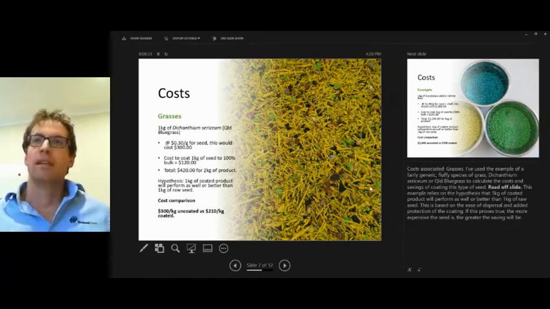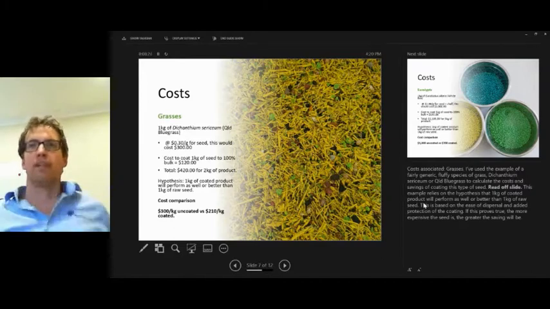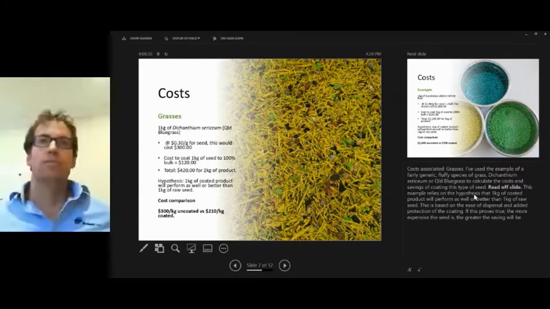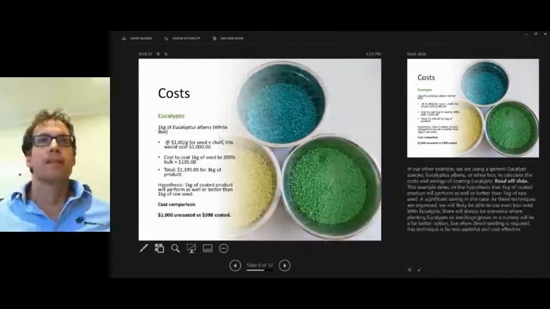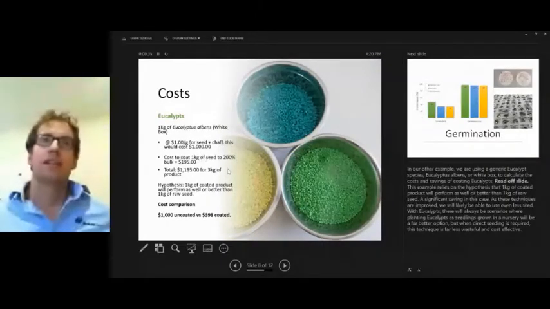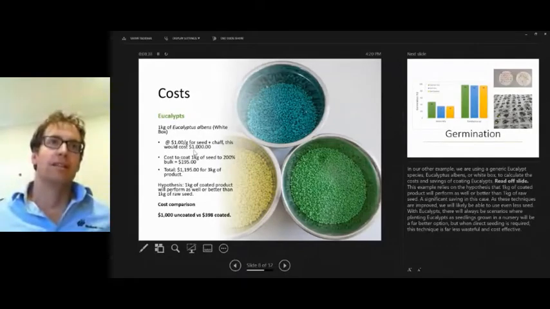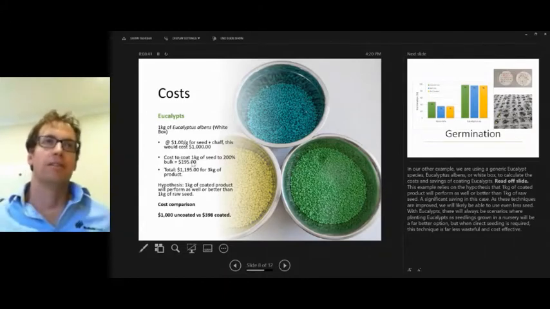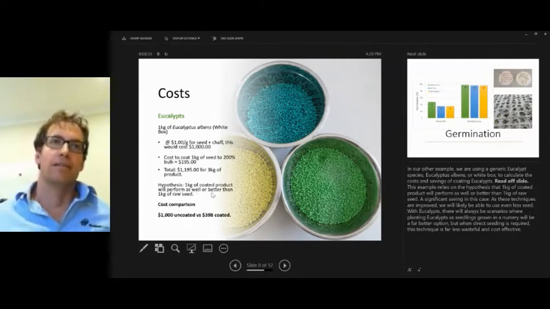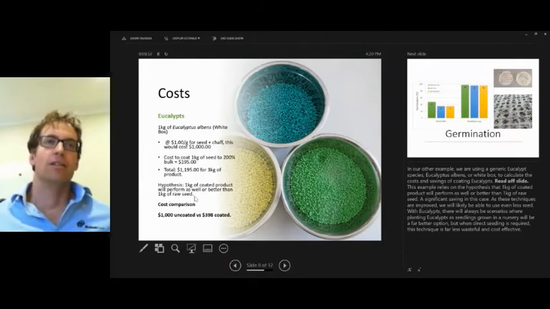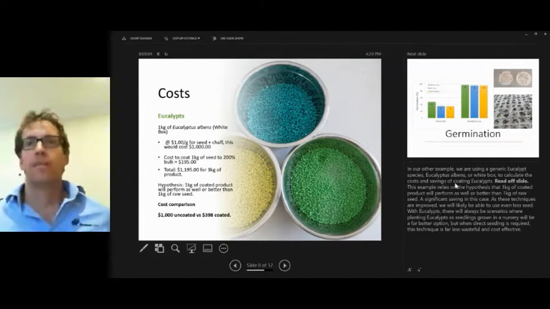But the control of dispersal and the added protection of the coat should do the same job. So then you look at eucalypts, and it's the same thing. It's more expensive. We want to make it a bit bigger, so we increase the bulk 200%, so we're tripling it. It's a bit more expensive to coat, but then you end up with 3 kilos of product. And again, we're assuming that a kilo of the coated product will perform as well as, or better than, a kilo of just raw seed tossed out due to that level of control you have.